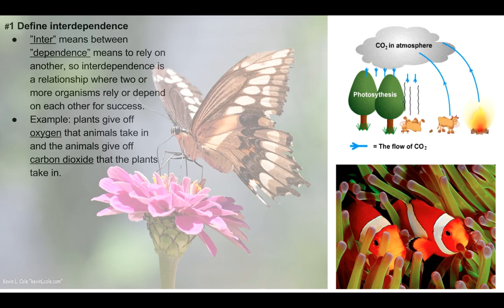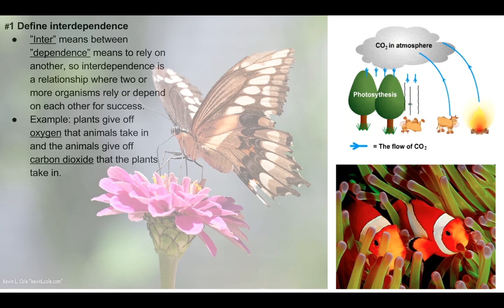Some examples of this: plants give off oxygen that animals take in, and animals give off carbon dioxide that plants take in. So when I breathe out, a plant can breathe in that carbon dioxide that I give off. When that plant breathes out, it gives off oxygen, and I can breathe in that oxygen. So I have a relationship. We're not dating, but I do have a relationship with plants. You have a relationship with plants.